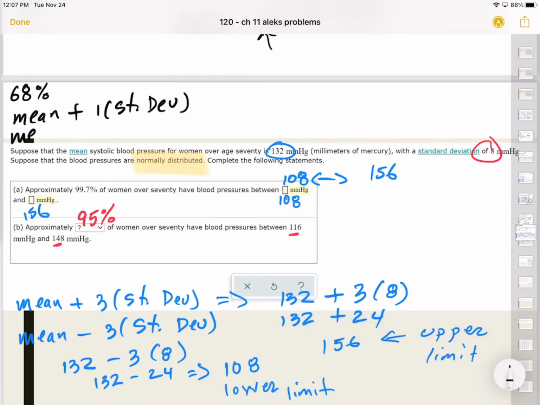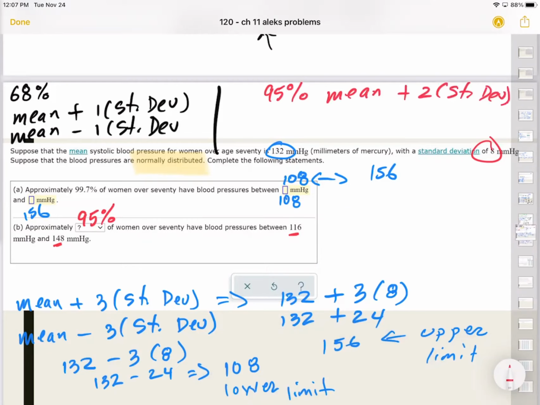The mean minus 1 times the standard deviation. And if you do a 2, 95% is basically the mean plus 2 times the standard deviation, and the mean minus 2 times the standard deviation. So if you want to, you can do all 3 of them, and then you see what range they give you. What is the range that you have? Is it a 1, or is it a 2, or is it a 3, right?